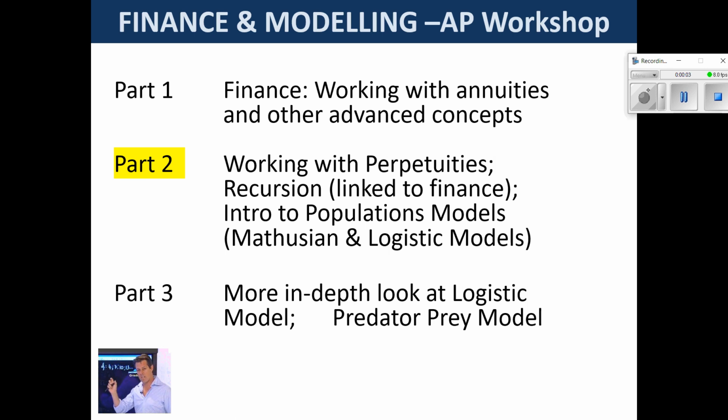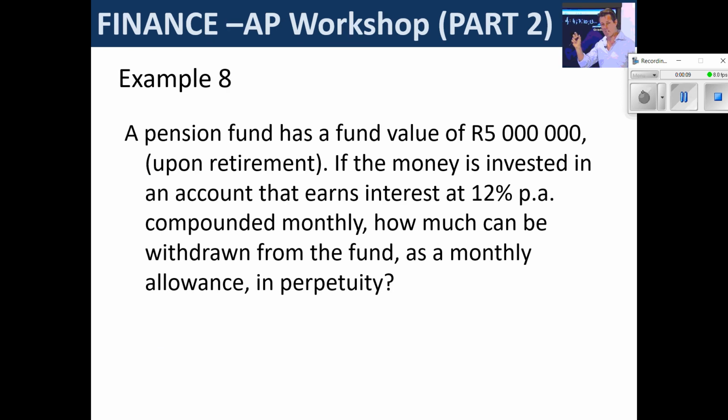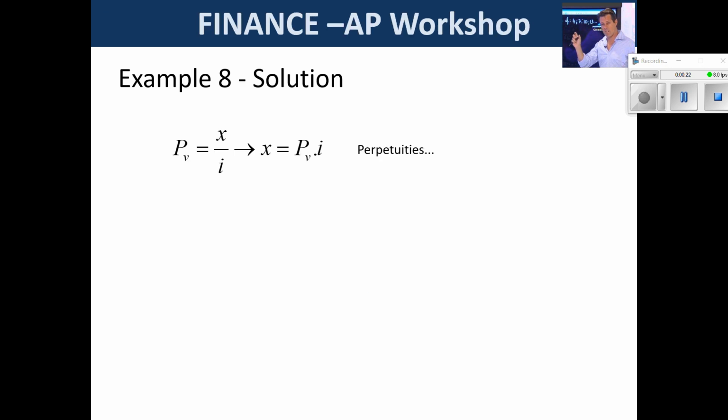In this part 2 we're going to look at perpetuities and then an introduction to some of the population models. In this first example we're going to look at a pension fund. We've got a fund value of 5 million rand, and what we want to do is withdraw money as a perpetuity.